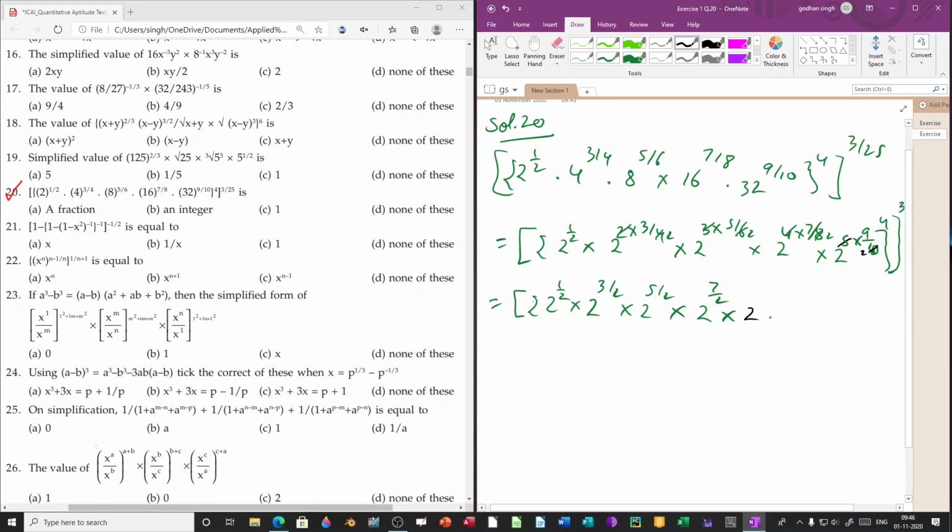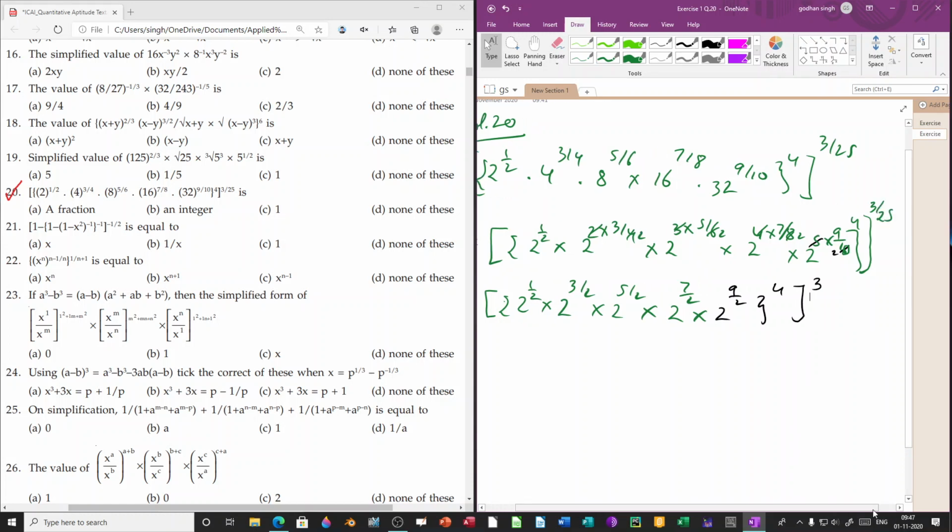So into 2 raised to 9 by 2, and closing this curly bracket, the power here is 4, and overall outside power is 3 by 25. This 3 by 25, not 3. Here we can see it's 3 by 25. So equal to, now inside the curly bracket, we can see that in all these numbers the base is same. So we can add the power.